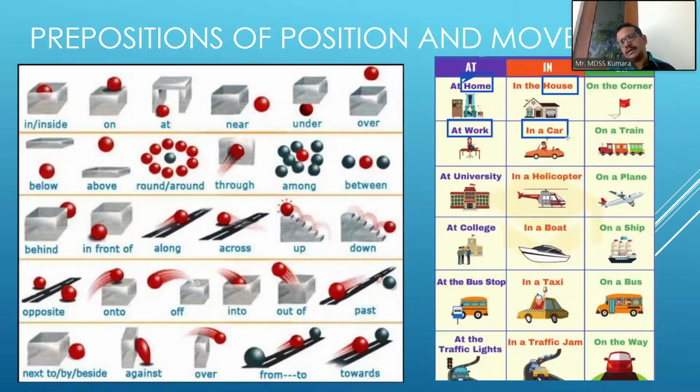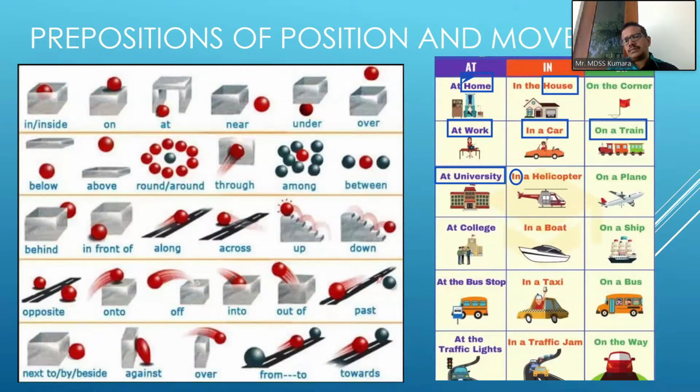They say we are traveling on a car. Sorry, on a train. Similarly, we can say we are at the university. For a small airborne vehicle like a helicopter, we can use the preposition in. We are traveling. We are in a helicopter.